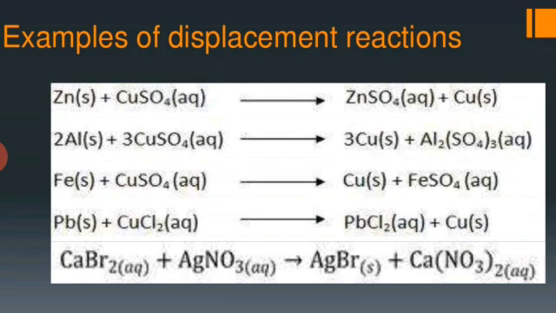Then iron plus copper sulfate is giving copper plus iron sulfate. Iron is more reactive than copper. It has displaced copper from copper sulfate and formed iron sulfate, which is green in color. Similarly, lead plus copper chloride is forming lead chloride plus copper. These reactions are possible because these elements, zinc, aluminium, iron, are more reactive than copper. So they are able to displace it from its salt solution.